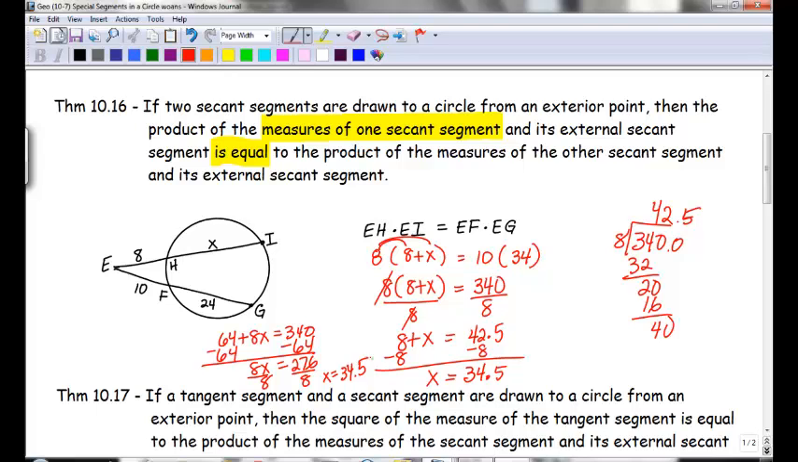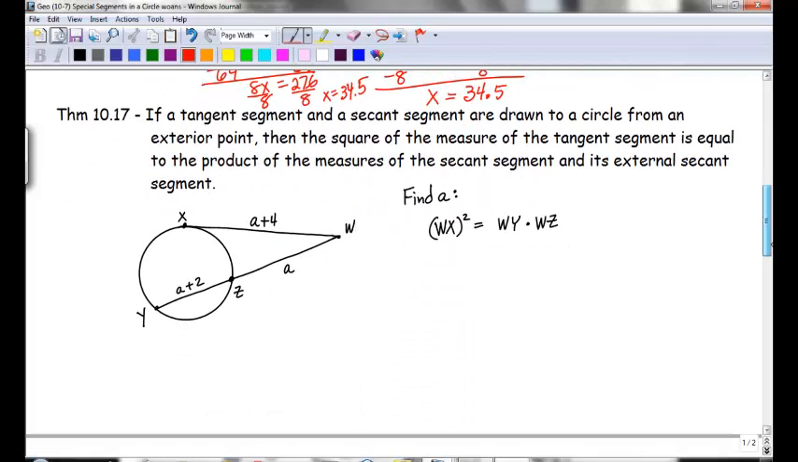So on this one, if you have two secant segments, it's the whole thing, so you have to figure out what that whole thing is. It's 8 plus X times this exterior part, and then it's this whole thing, so you add those two together. That'd be the 34 times the X, just that exterior part. Any questions on that one?